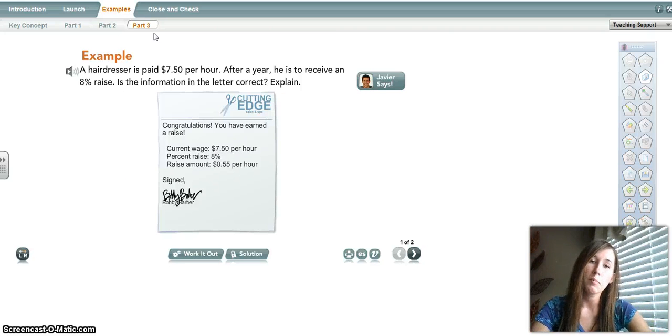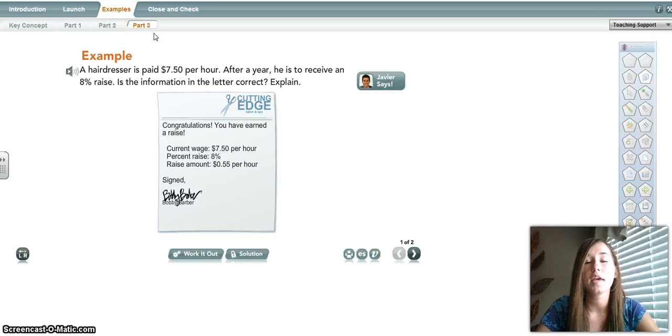Okay, when you have a word problem, you can still use your keywords is and of to try to help you figure out what the part and whole are. But don't let that overshadow your common sense. Just think about it. What is the part and what is the whole? In this problem, a hairdresser is paid $7.50 per hour, and after a year, he is to receive an 8% raise. Is the information in the letter correct?